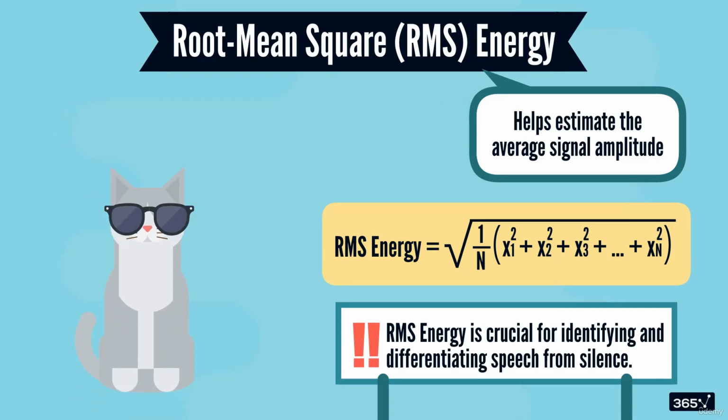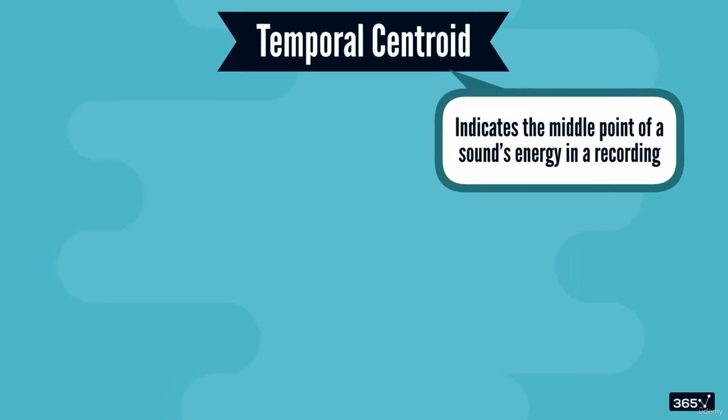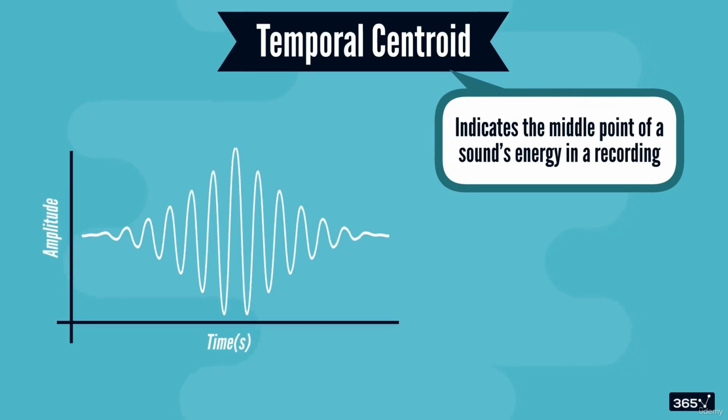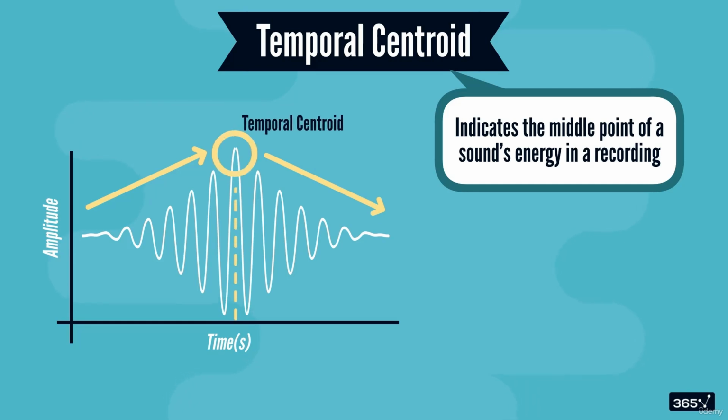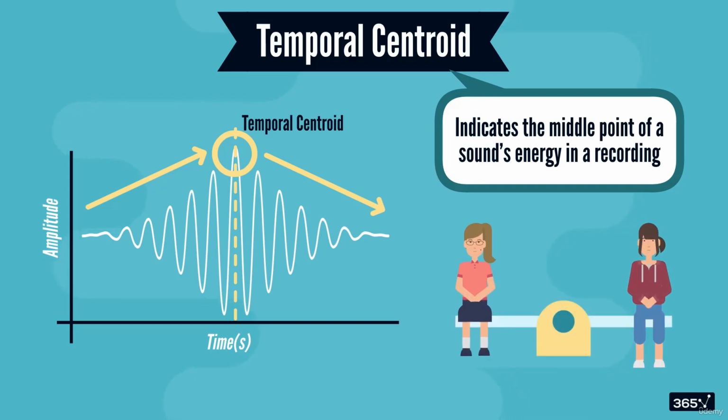Cool, eh? The next feature we'll discuss is the temporal centroid, which indicates the middle point of a sound's energy in a recording. Consider a song that begins gently, builds to a robust chorus, and then softens. The temporal centroid would lie near the chorus, where the sound's energy peaks, balancing the quieter sections at both ends. It's like balancing a seesaw with equal weight on both sides.